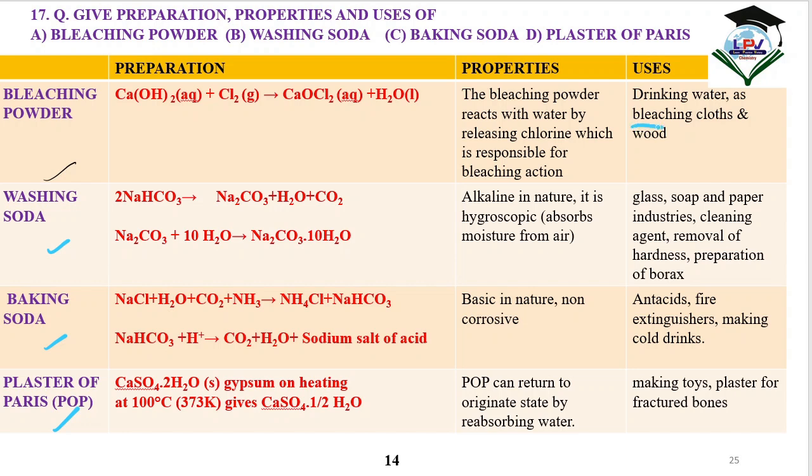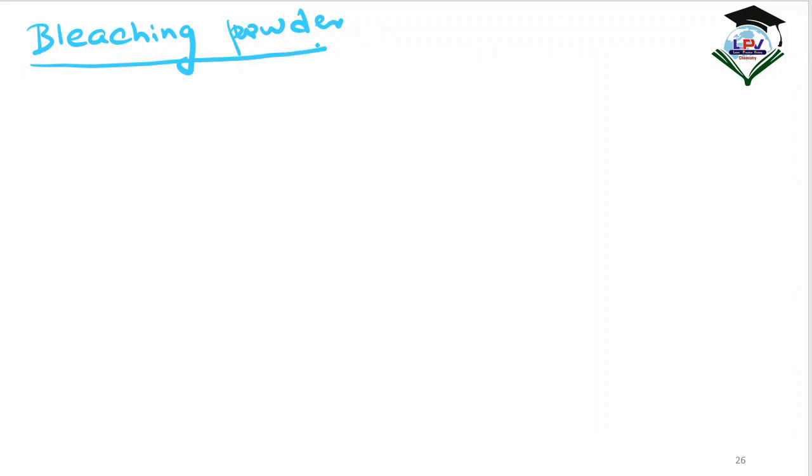So let's start with the first one, the bleaching powder. Bleaching powder is used as a disinfectant. It is used to clean pools, washing places, to bleach clothes, and in the treatment of drinking water. Now, we need to know how bleaching powder is prepared. You take slaked lime, also known as calcium hydroxide.